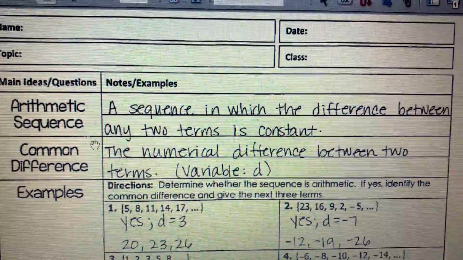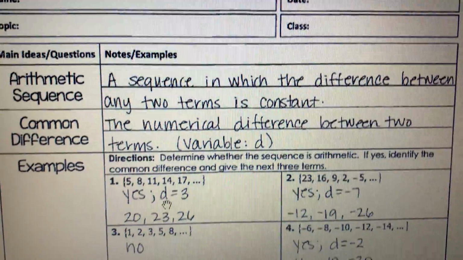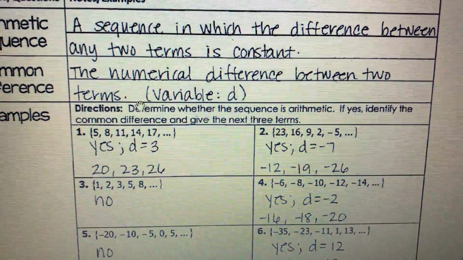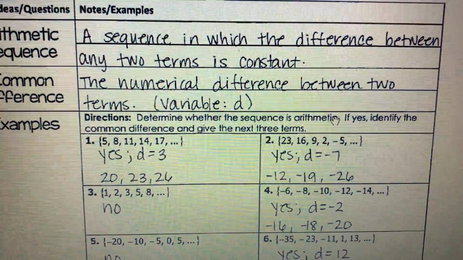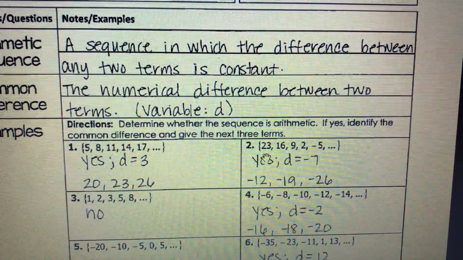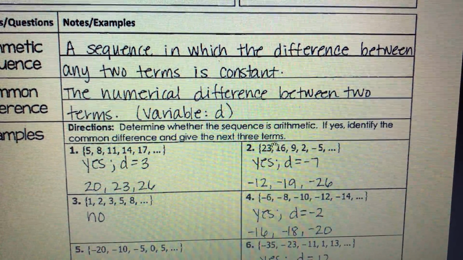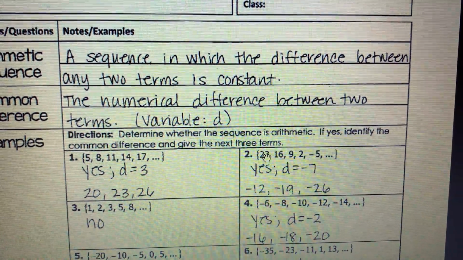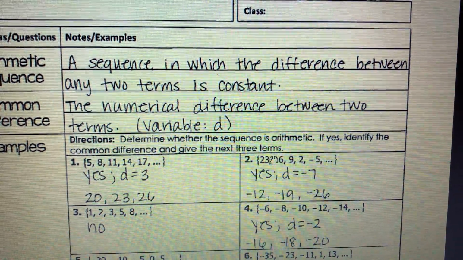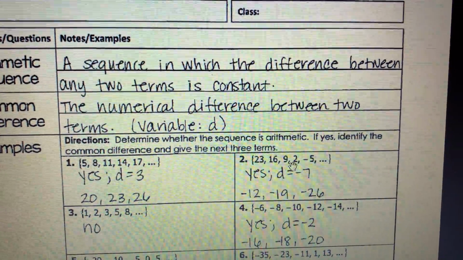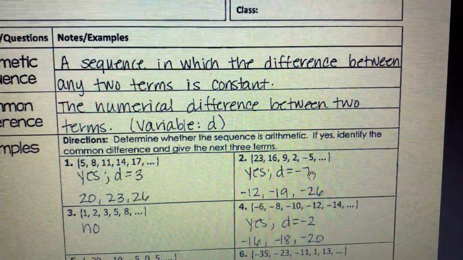And so here's some examples. We've already looked at this first one. Take a look at the second one. The question is, determine if the sequence is arithmetic. Okay, well, let's see. 16 minus 23, that's going to be negative 7. And so this one's going down by 7. To get from 16 to 9, you go down 7. To get from 9 to 2, you go down 7.